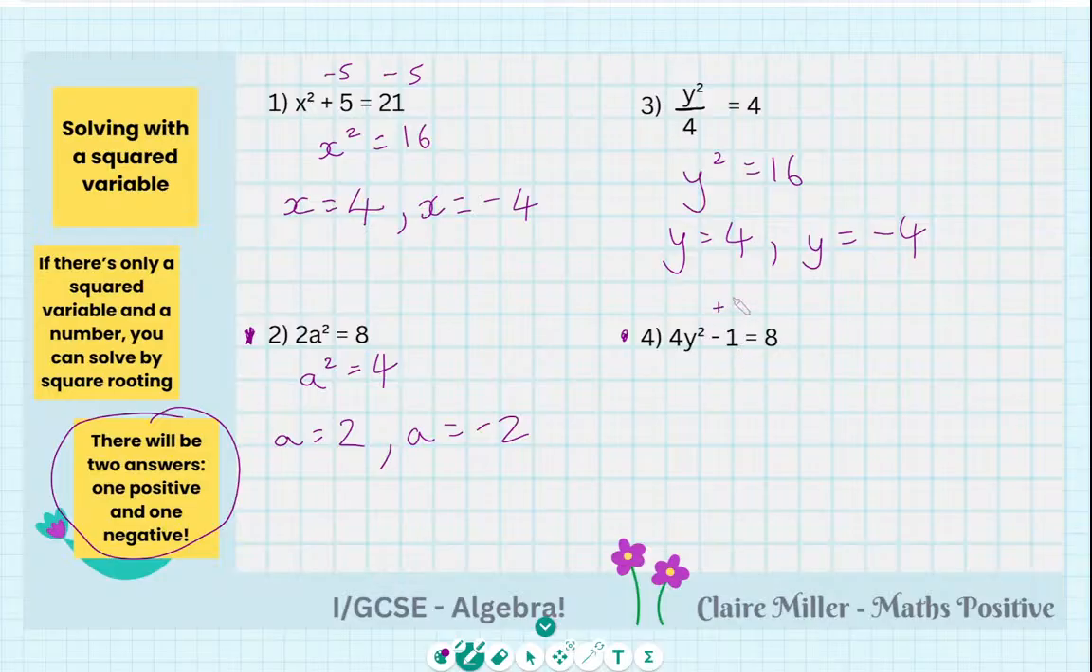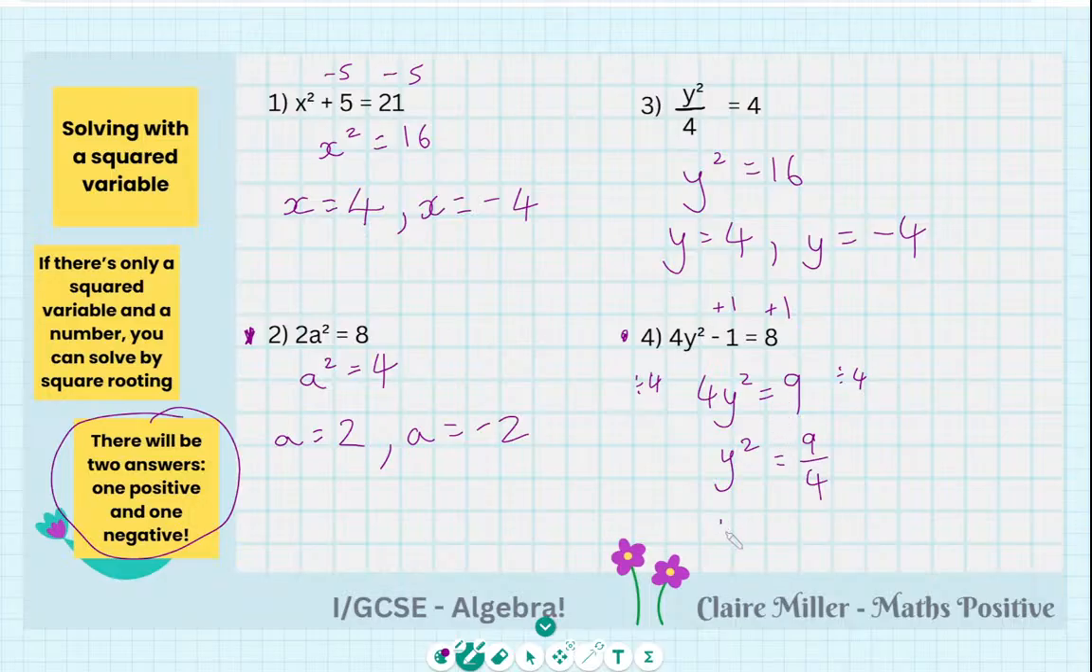So the minus 1, we need to add 1 to balance that out. So we add 1 to this side as well. So 4y squared equals 9. Then we need to do any dividing or multiplying, as long as there are no brackets involved. So we've got a times 4 here. So we're going to divide both sides by 4. Oh gosh, this is quite a tricky question. We're going to end up with y squared equals 9 over 4, 9 quarters.